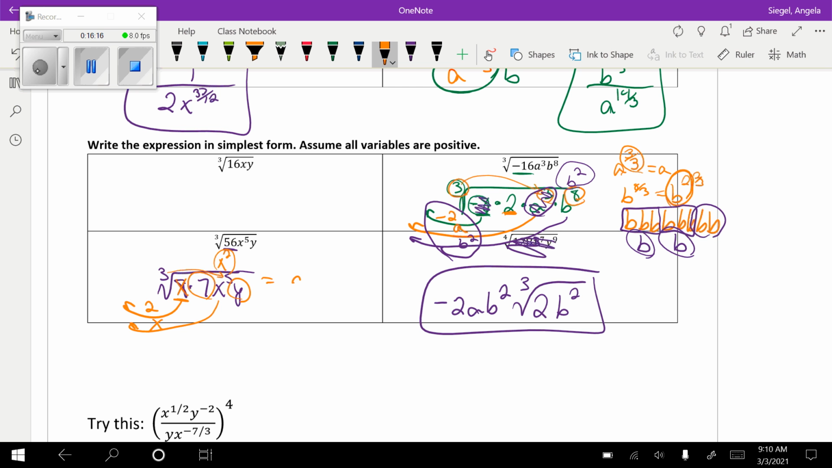So my answer is 2x, then I have the cubed root of 7x squared y.